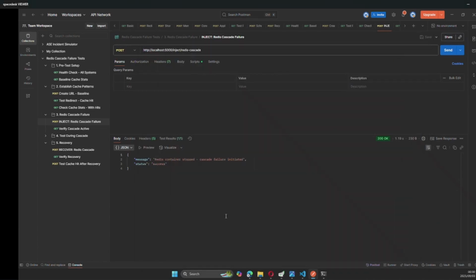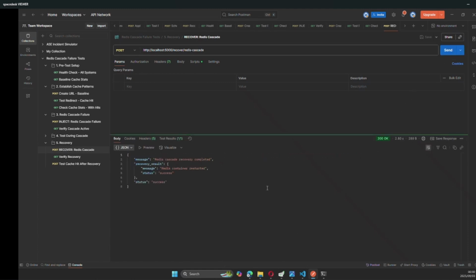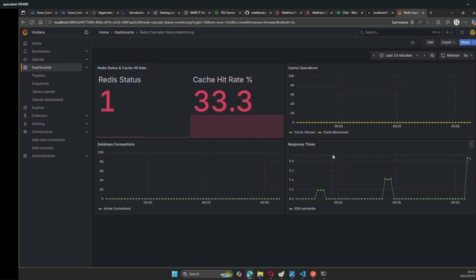All right, so for the recovery procedure for this scenario, we're going to restart the Redis container. I'm going to hit the endpoint over here. There, the containers have been restarted. And watch the correlation over here. The Redis status should return to healthy. There you go, the Redis status is back up to 1, and the cache rebuilds gradually as requests populate the cache again.